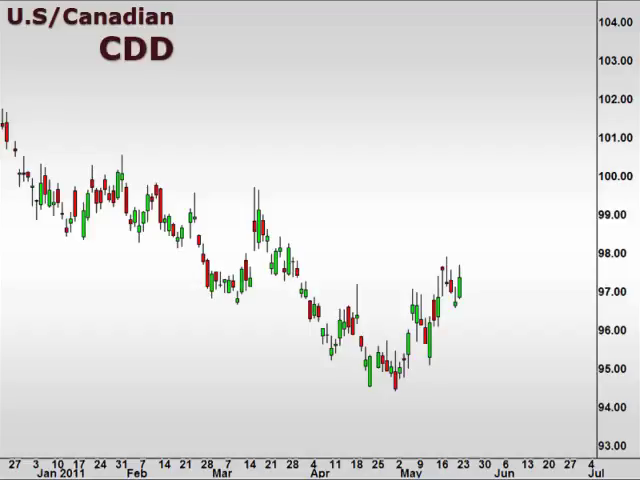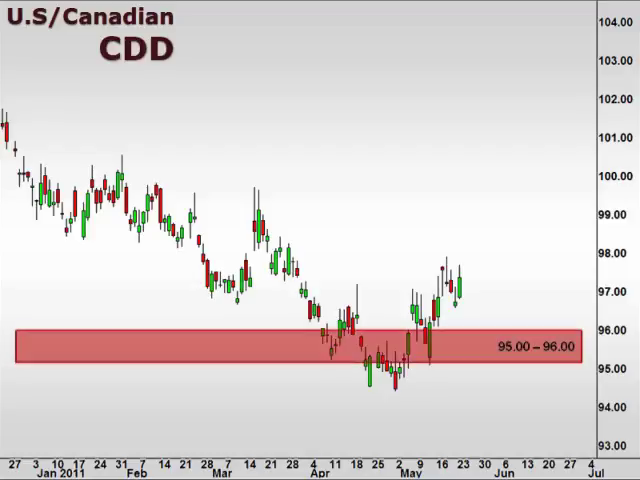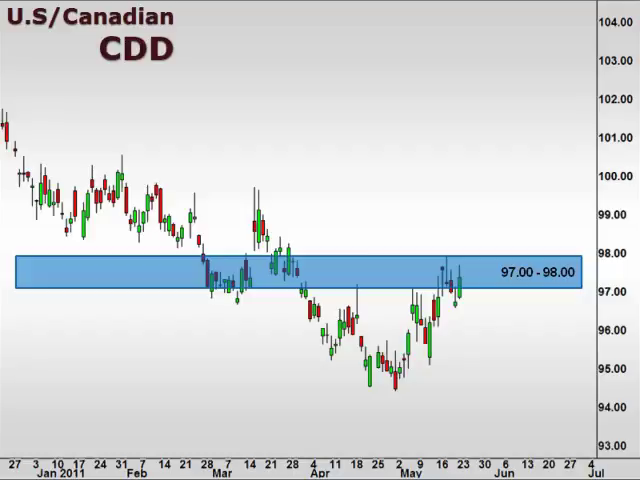Next up, the CDD, the U.S. versus the Canadian dollar. Well, the 95.96 focal zone remains a key support for the CDD. However, with a close within the range of the 97.98 focal zone, the trend appears to be to the upside. Now, a break above 98 should signal a continuation towards par.